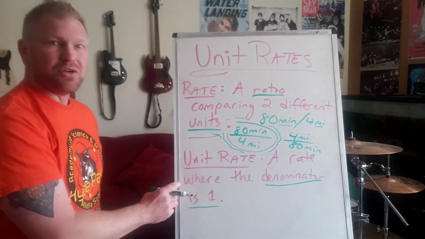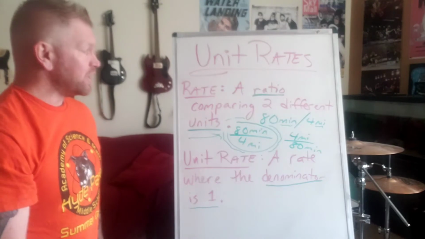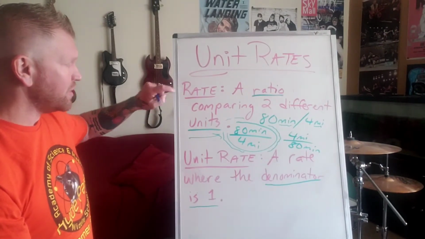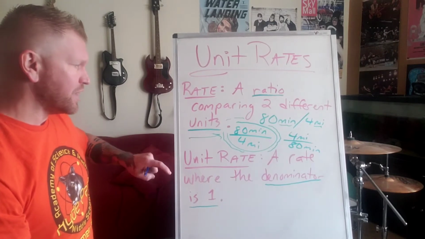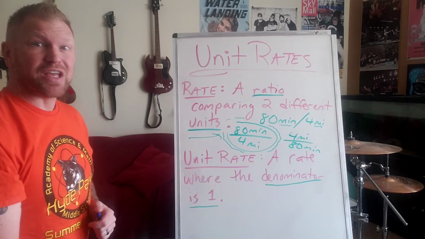We're going to talk about how to turn that 4 miles into 1 mile so that we would have a unit rate. To do that, I'm going to need to erase the board and show you how. But if you need to pause the video to copy this down, then pause the video, because you need to write down the definition of a rate and a unit rate. A unit rate is a rate where the denominator is 1. Pause the video before I erase it if you need to catch up.